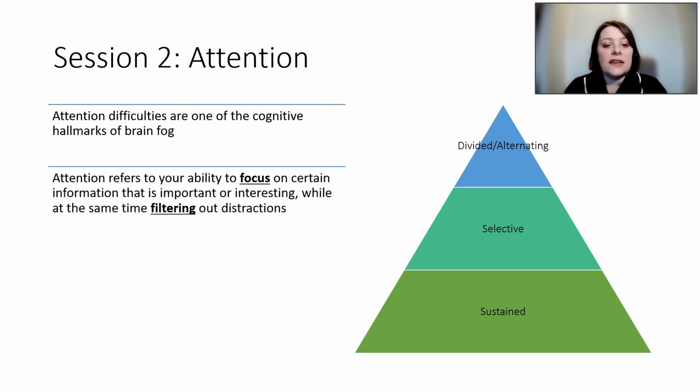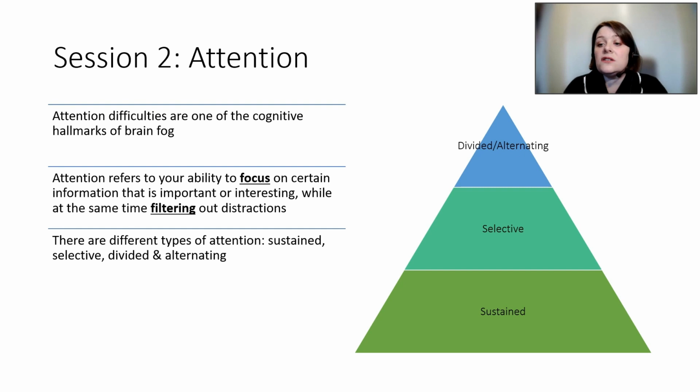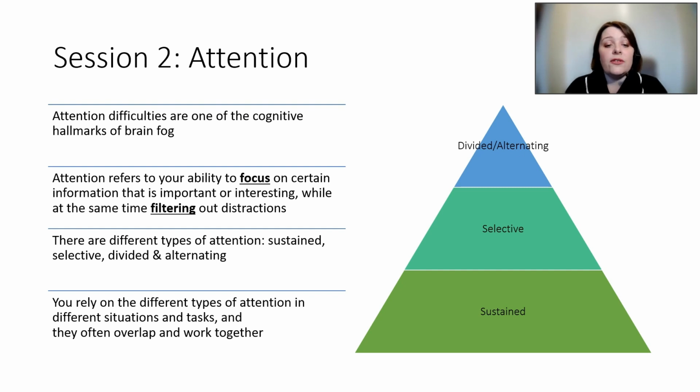We talked about how attention refers to your ability to focus on certain information that's important or interesting, while at the same time filtering out any distractions. We discussed the 4 different types of attention: sustained attention, selective attention, divided attention, and alternating attention. We talked about the differences between these. For example, sustained attention involves focusing for a long period of time, whereas selective attention involves filtering out any distractions. We also talked about how we rely on the different types of attention in different situations and tasks, but they often overlap and work together.